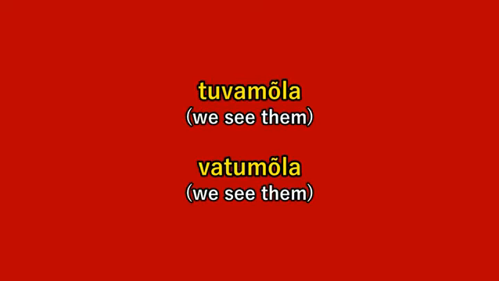Tu vamona, we see them. Tu indicates that the subject is us, we see. Va indicates the object is them. Tu vamona, we see them. And vatumona, therefore, means they see us.